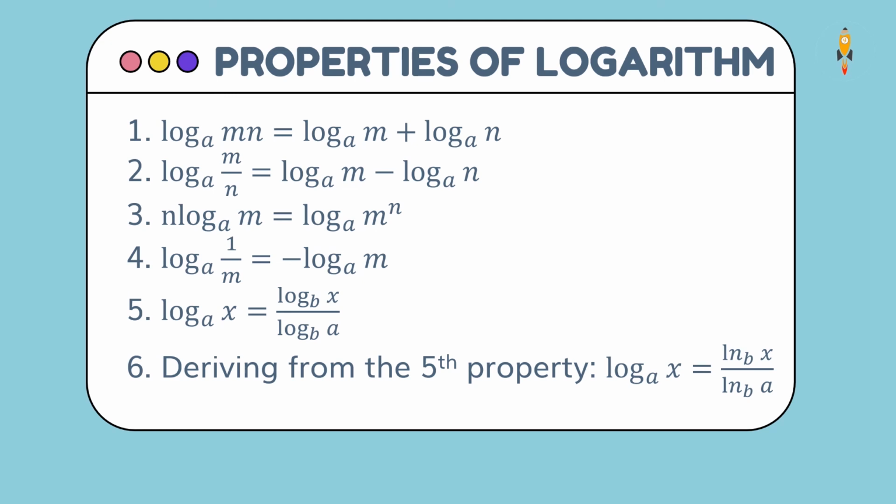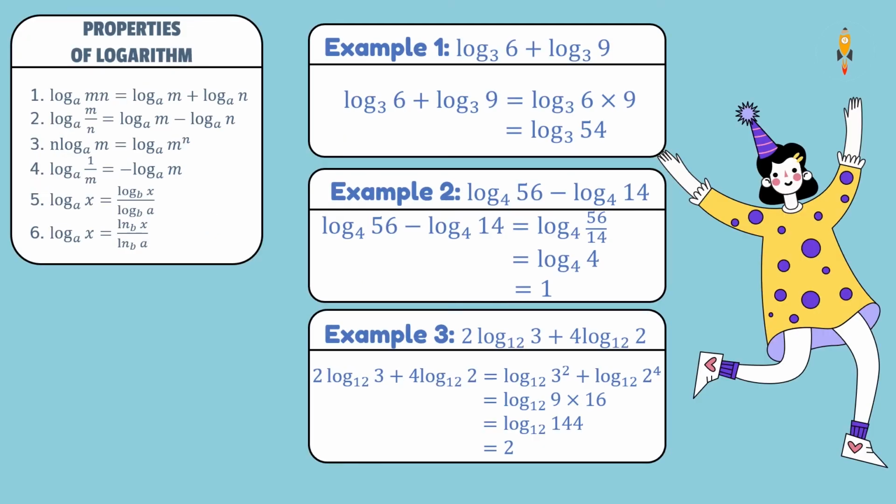Deriving from the fifth property, log base a of x is equal to the natural log of x divided by the natural log of a. Example number 1. Log base 3 of 6 plus log base 3 of 9 is equal to the log base 3 of 6 times 9. So log base 3 of 6 plus log base 3 of 9 is equal to the log base 3 of 54.